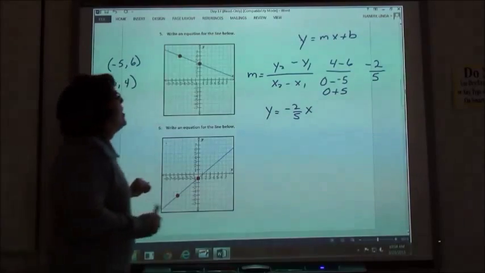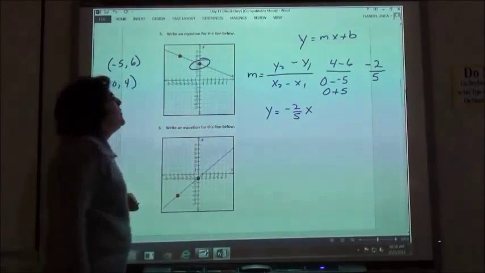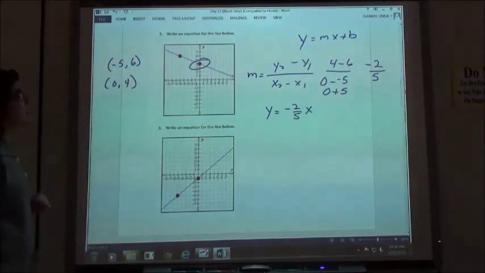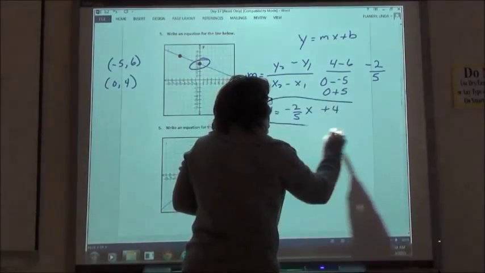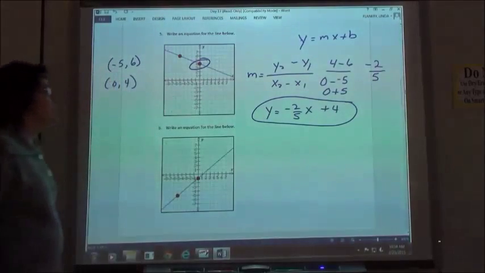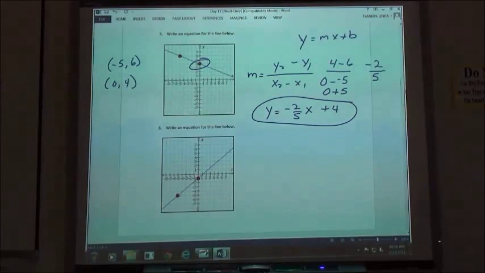Then I've got to find my y-intercept. My y-intercept, where is it touching the y-axis? It's touching at 4. So plus 4. So y equals negative 2/5 x plus 4 is the equation of that line.